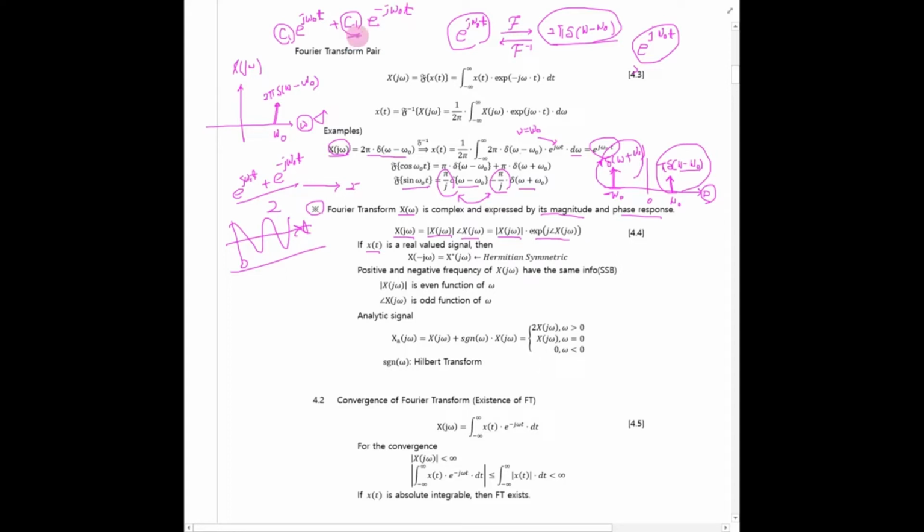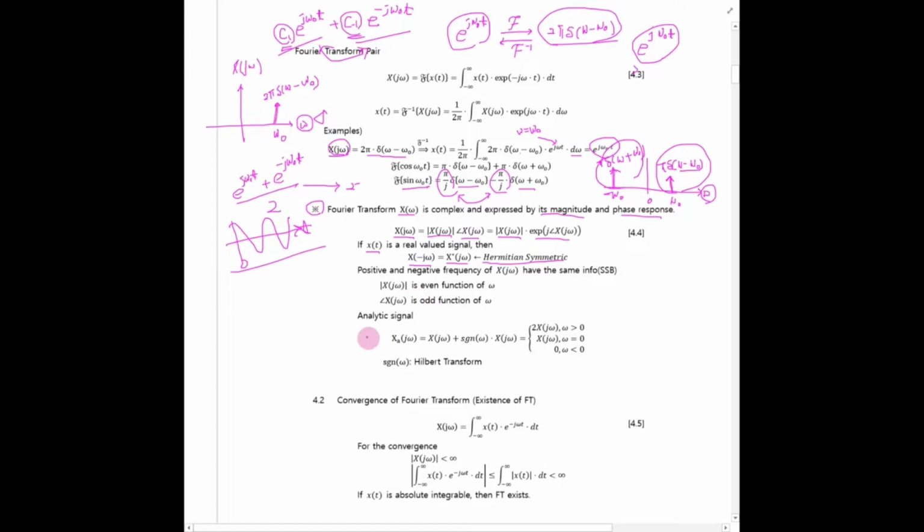Then if c minus 1 and c1 are complex conjugates, adding each other will give a real number. So, due to that, if xt is a real valued signal, the negative frequency component should be the complex conjugate of the corresponding positive frequency. So the negative frequency component and positive frequency component are related by the complex conjugate. This is called Hermitian symmetry. It should be satisfied for the time domain signal to be real valued.